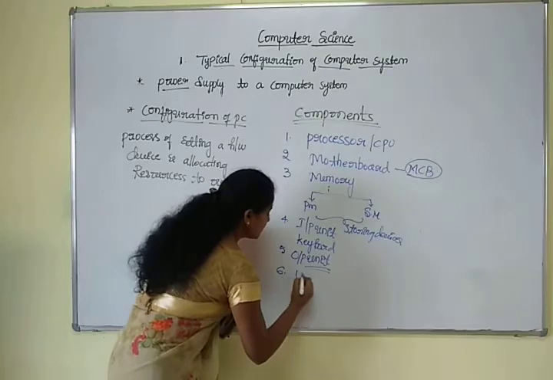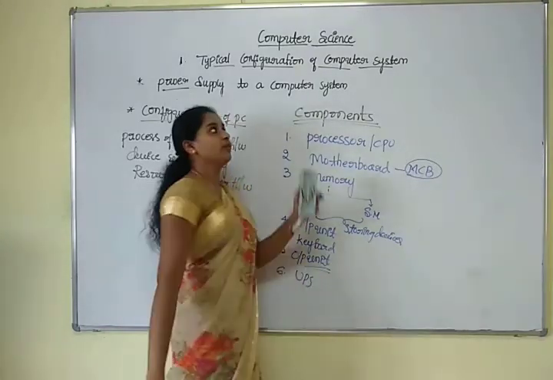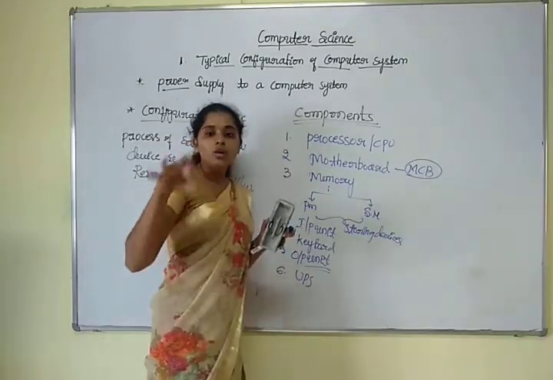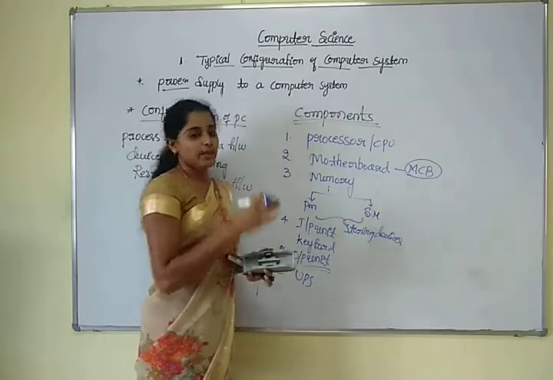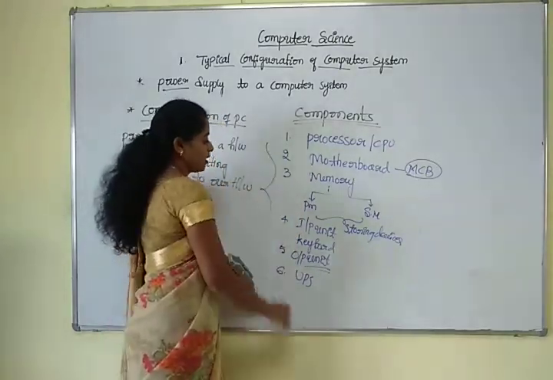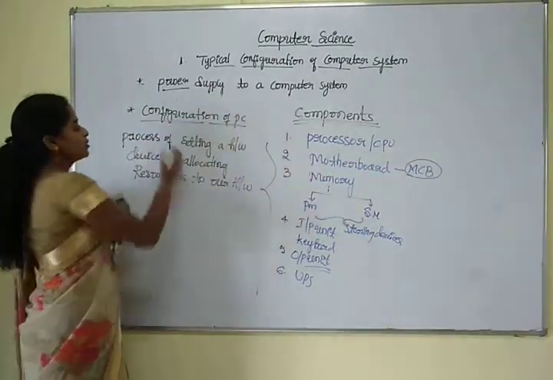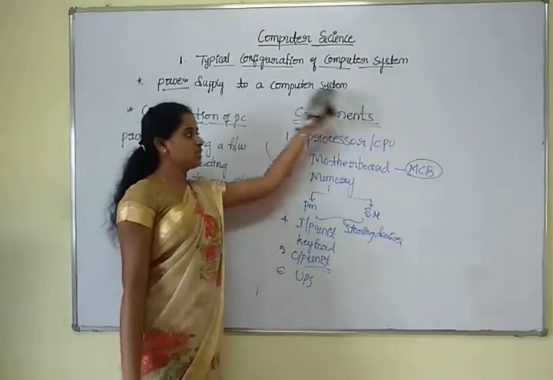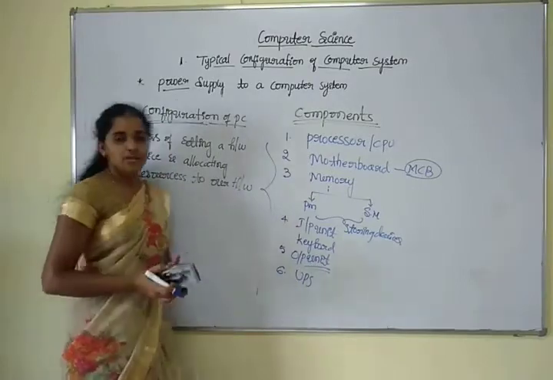And the sixth one is UPS. This UPS is also one of the components of our computer system, which protects all our hardware devices against damage from unexpected power failure. So, these are all the major components of our computer system, and this is the configuration of a computer system. These are all about our first unit.